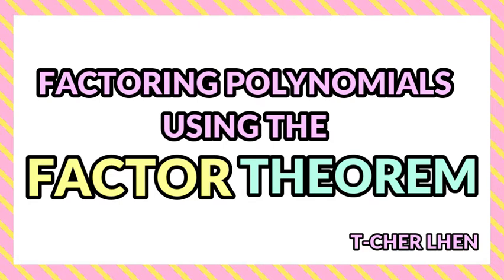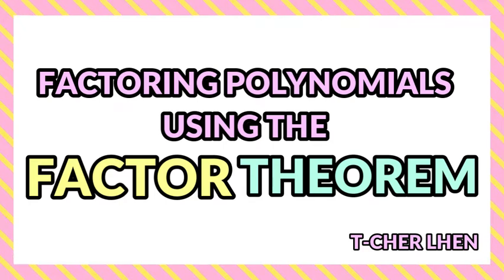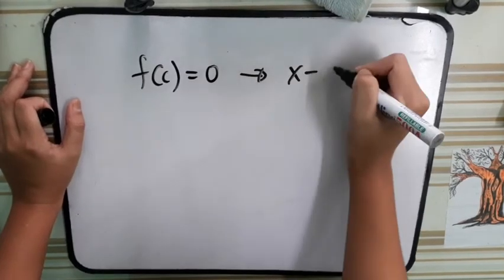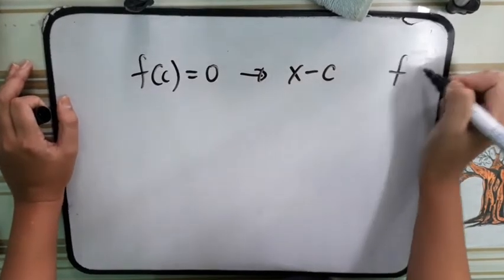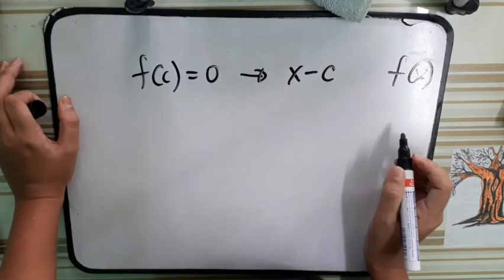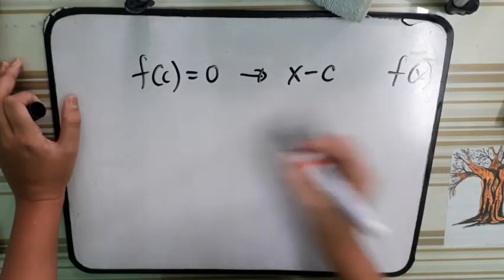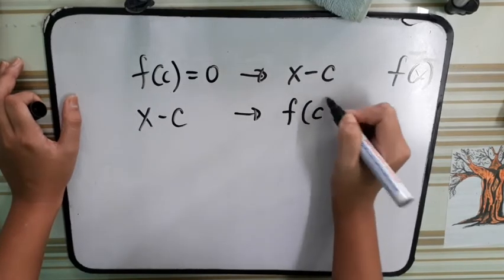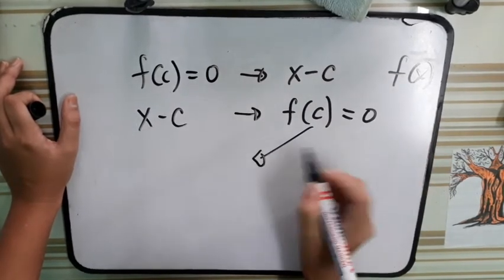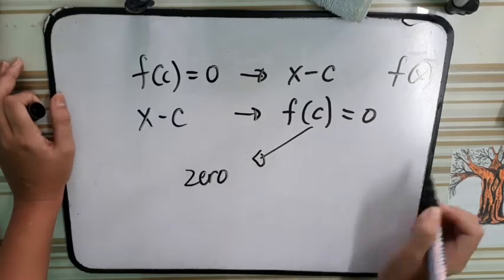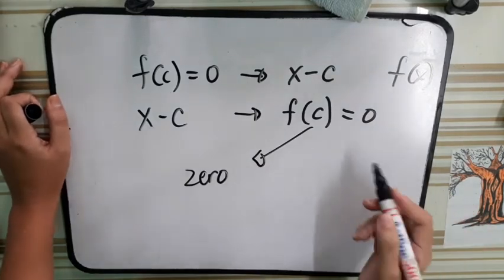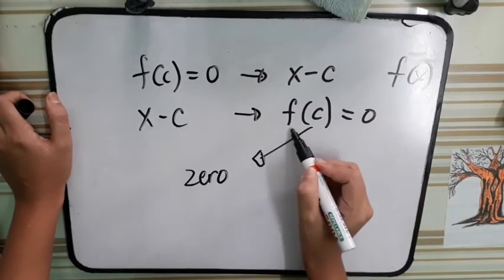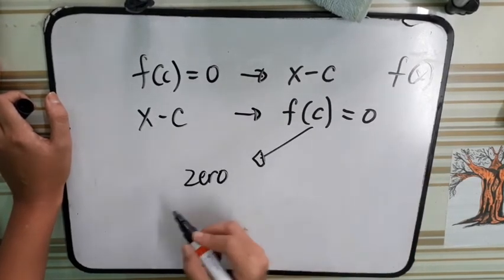The basic idea of the factor theorem is: if f of c is equal to 0, then x minus c is a factor of the given polynomial function f of x. Conversely, if x minus c is a factor, then f of c is equal to 0, where c is considered the 0 of our function, or simply the value that will make the equation f of c equal to 0 true.